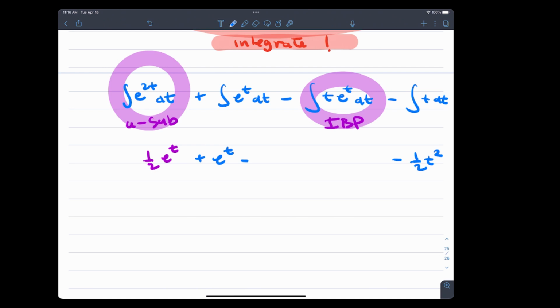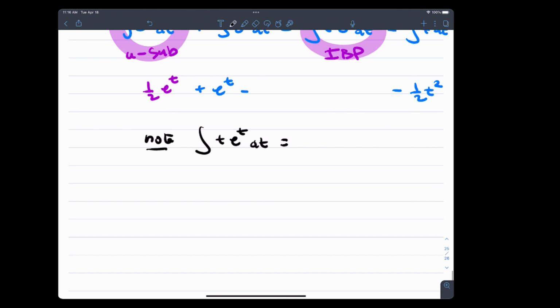Do you guys have that one memorized? It is, but here's what I'm saying. I want you guys to note this. That some of these integrals you may have memorized. Anybody know what that is? Right? Is this t e^t minus what? Is that minus t? Is that what you guys get?